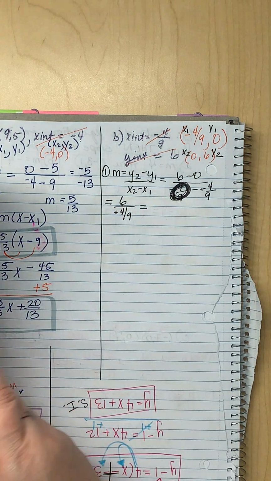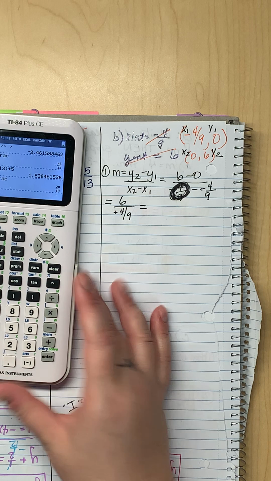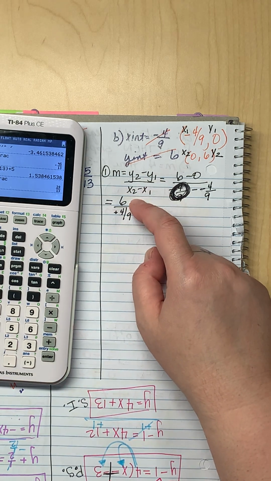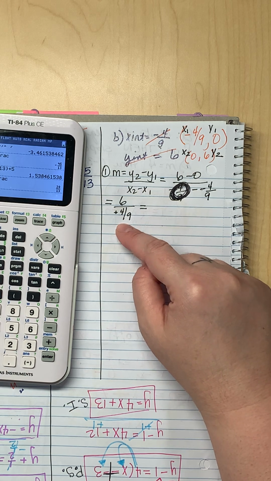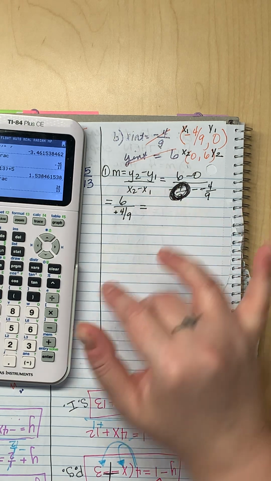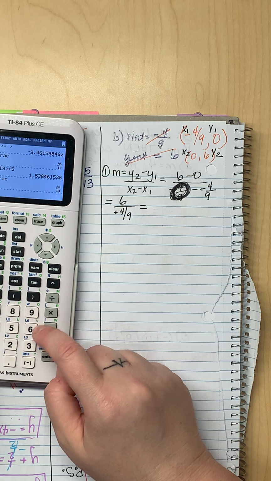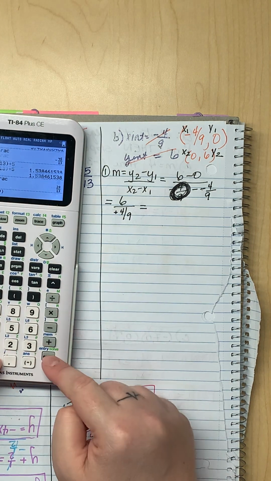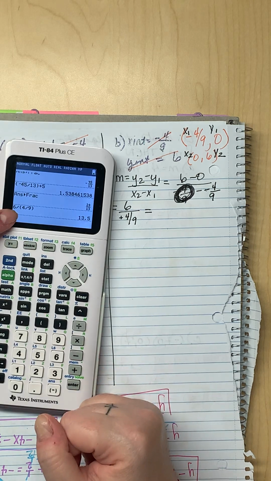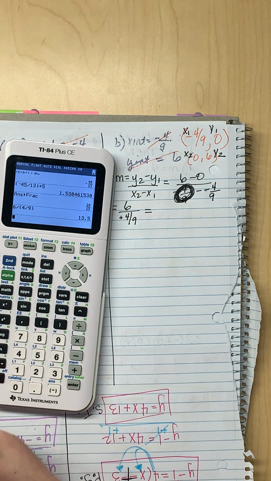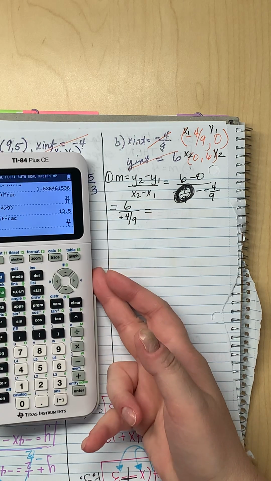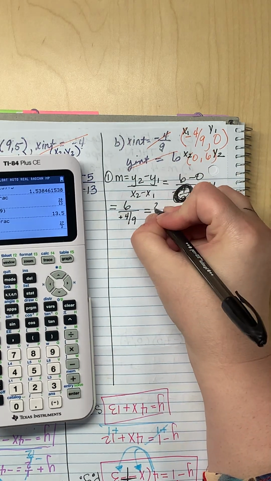And then if you want to divide this using pen and paper, you do keep, change, flip, where you keep the 6 the same, and then you flip the 4 over 9 to become 9 over 4. Or you can just throw it in your calculator. I'm going to use parentheses around the 4 over 9. So I put 6, divide sign, parentheses 4 over 9. And then press math, enter, and we get 27 over 2.